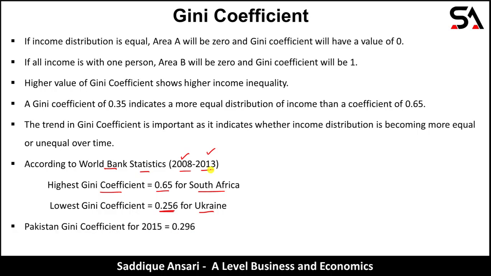Pakistan's Gini coefficient for 2015 was equal to 0.269, and since it's a numerical value, the government can set a target in terms of Gini coefficient, say 0.25 for the upcoming year. So that is a benefit of having Gini coefficient over Lorenz curve, that Gini coefficient is a numerical value and the government can set a numerical target for that.